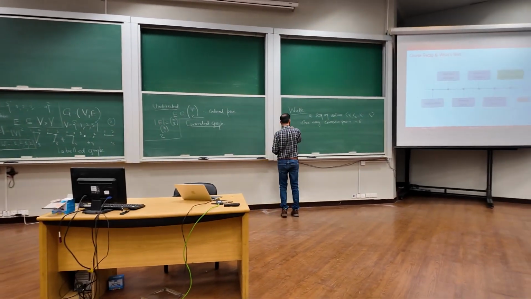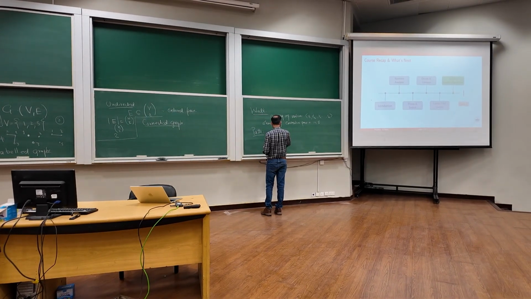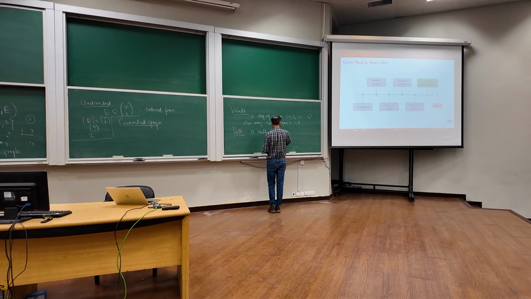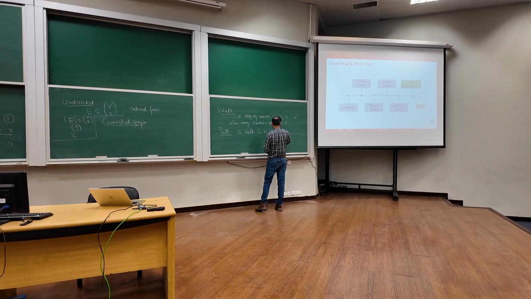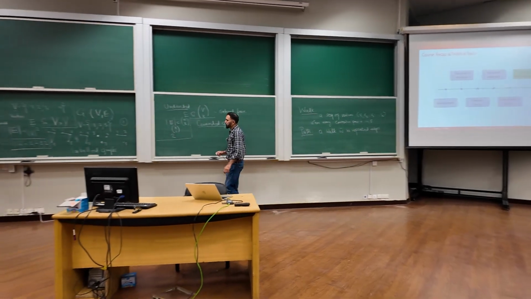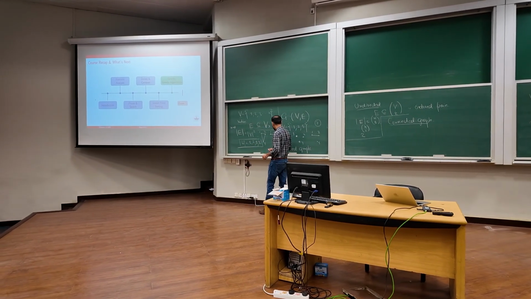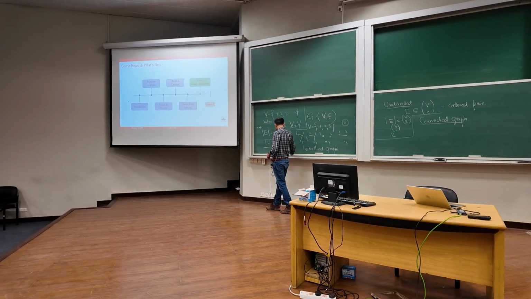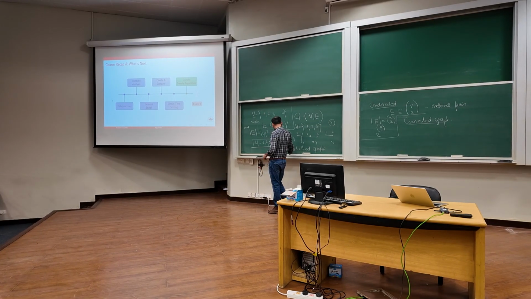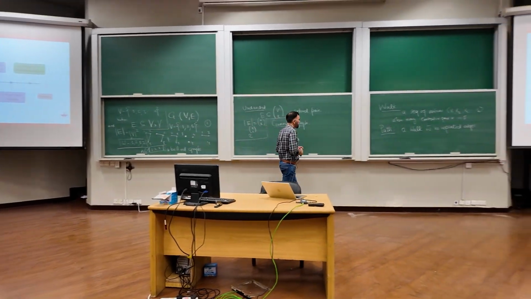I'm going to define something called a path as well. It's a walk with no repeated edges. So this creature is a walk, but this creature is not a path. Another example of a walk is 1, 2, 3. This thing is a path. This thing is not.